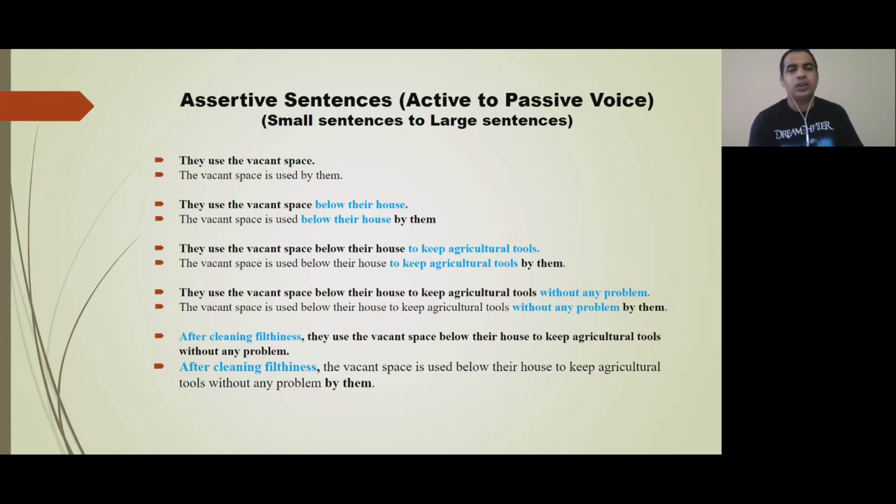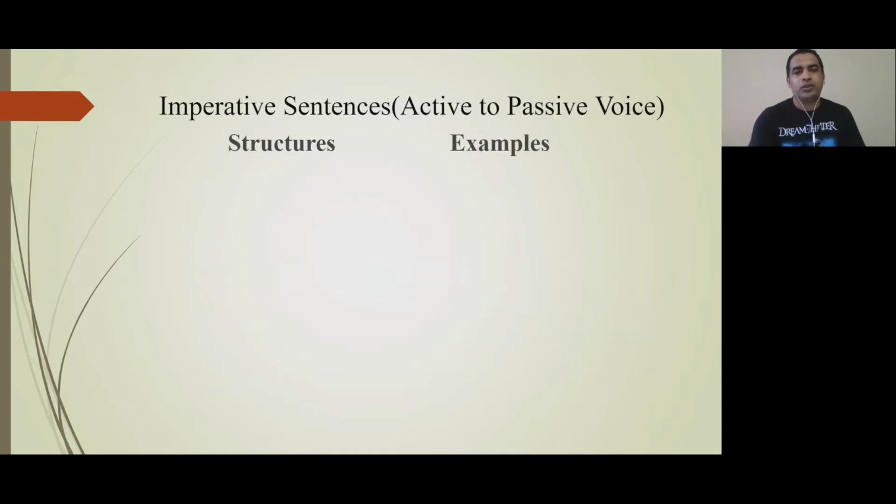So we completely understand how we can change from active voice to passive voice, from small sentence to large sentence. Next is the reverse, passive voice to active voice. My dear student, I think it's clear to you how you can change from active voice to passive voice. Let's go to the other structures, like the imperative sentence. The structure is on the left, and another example will be on the right.